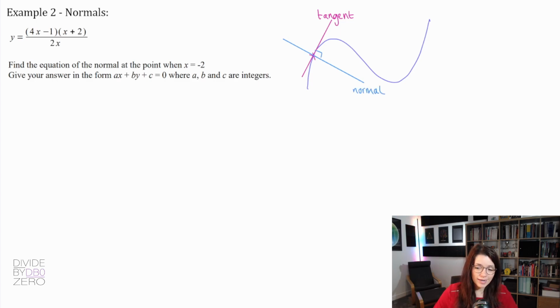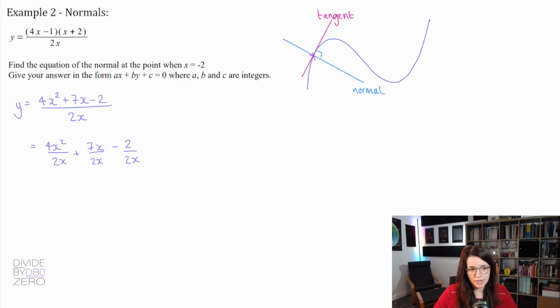So it's all about gradients again, which means we need to do dy/dx to find the gradient. But first things first, this y equation is not in a very nice form to differentiate. So I'd expand the top, and after you expand brackets and simplify, you get this. Then I would split that into 3 separate terms like this. The reason being, we can now simplify each of those terms separately.